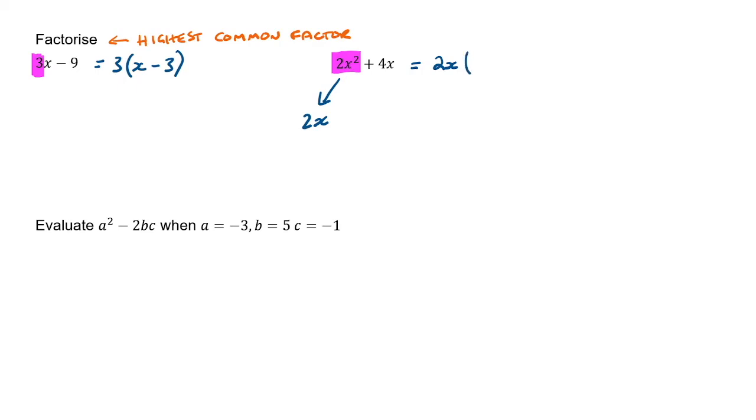I'm going to have in the brackets an x because 2x times x is 2x squared. Then I've got the 4x. Because I'm multiplying by 2x, I don't need another x in my bracket. But I do need a 2 because I'm timesing it by 2 to get 4. So just take out that highest common factor and divide everything by the highest common factor.